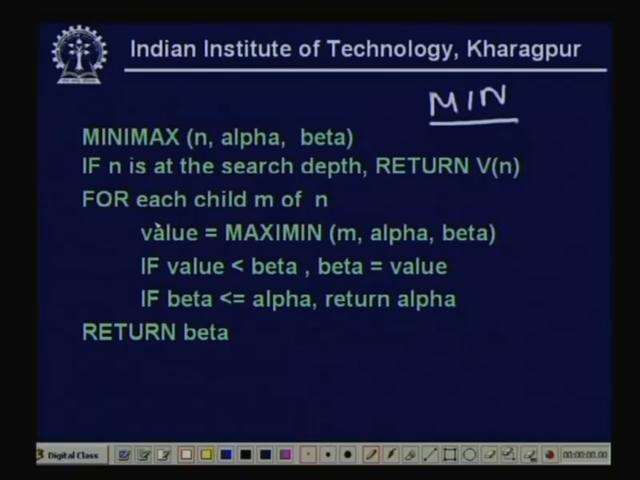Then otherwise, for each max child of n, we find the value of that child by calling maxi-min recursively. If the value returned is less than beta, we update the beta value of this node. Now, if this beta value happens to be less than or equal to the alpha value of its max ancestor, then we return the beta value. So, there is a mistake here. So, we return the current beta value, and then we cut off search at this point, otherwise at the end of this loop we return the beta value. So, this is minimax.